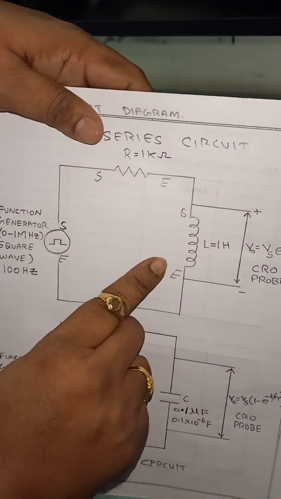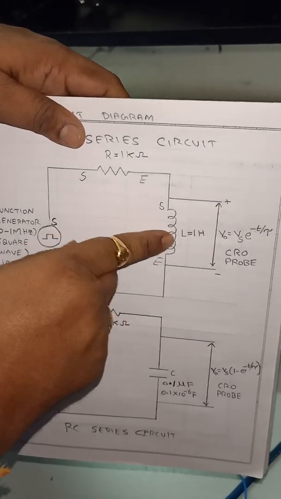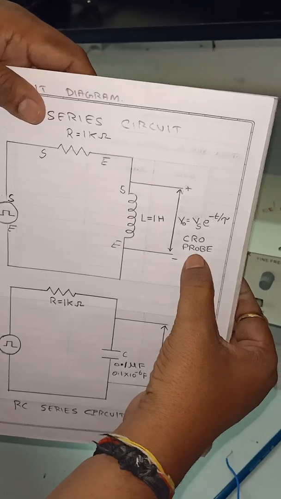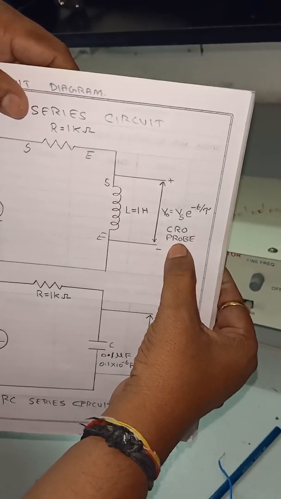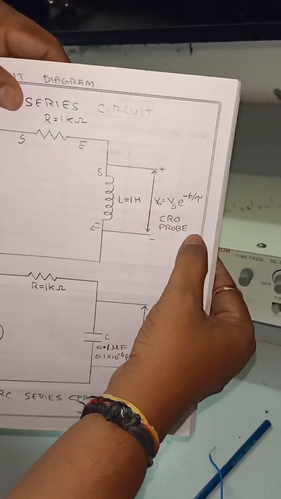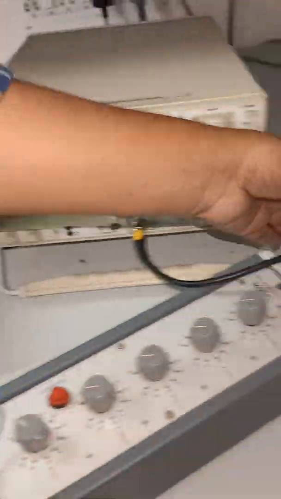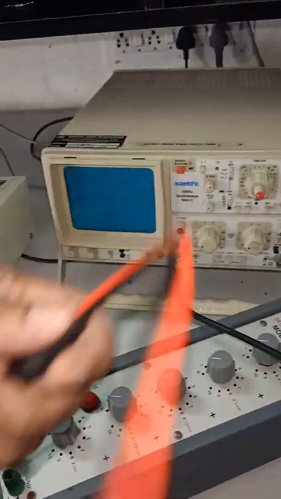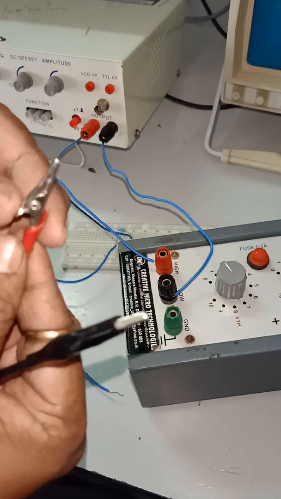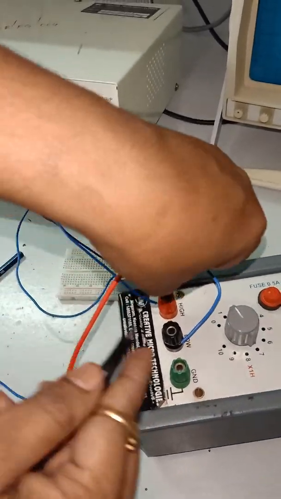We have to see the output across which element? Across the inductor. We have to take the help of which device? With the help of the CRO probe. So this is my CRO probe. Red is connected to red and black is connected to black, across the inductor.